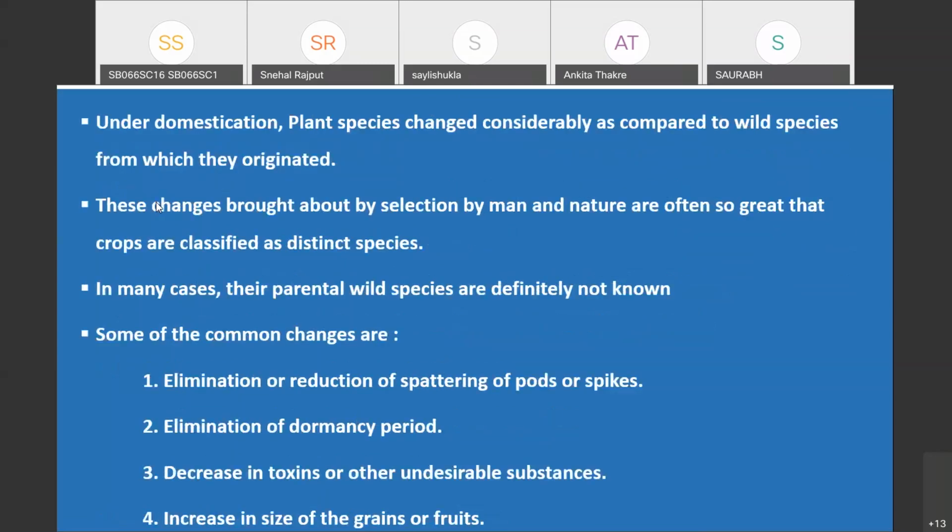Then under domestication, plant species changed considerably as compared to the wild species from which they originated. Suppose a species is growing wild in nature, and that species is domesticated and cultivated. Then certain changes take place due to continuous domestication year after year in that species.